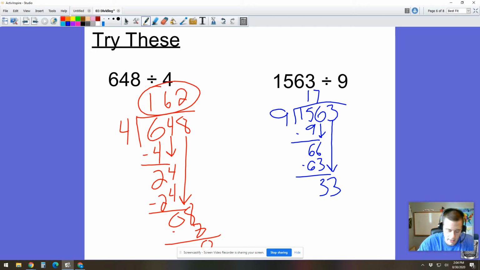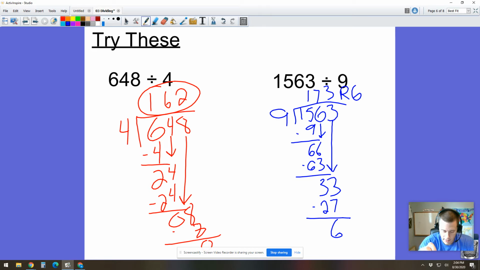9 into 33 now will go 3 times. 3 times 9 is 27. 33 minus 27 gives me 6. 6 is less than 9, nothing left to bring down, so the 6 I have left over is a remainder, so the final quotient for this is 173, remainder 6.